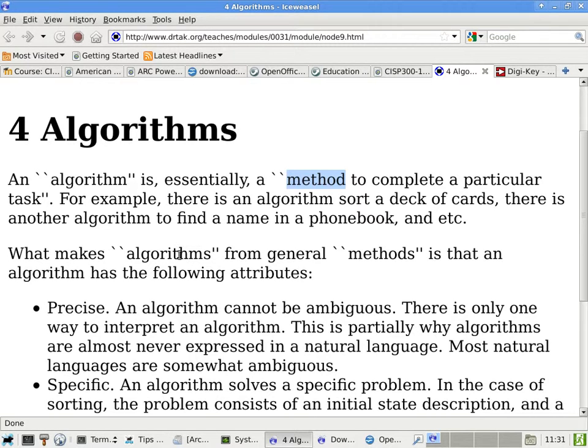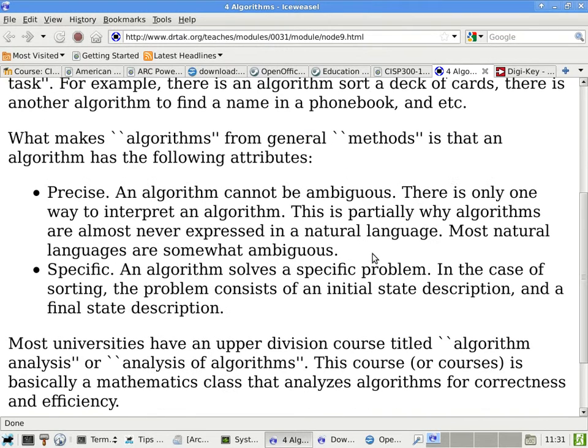What makes an algorithm different from methods? Well, when you look at an algorithm, it is usually very precise. In other words, when you read an algorithm, there should be no ambiguity. There should be no two ways to interpret the same sentence. Why would that be bad when you specify an algorithm, when there are two ways to interpret the same sentence?